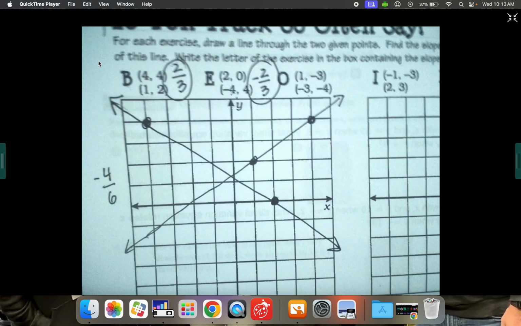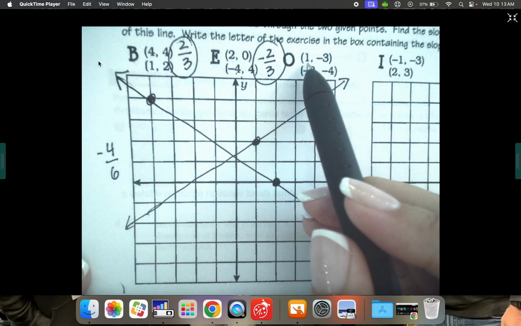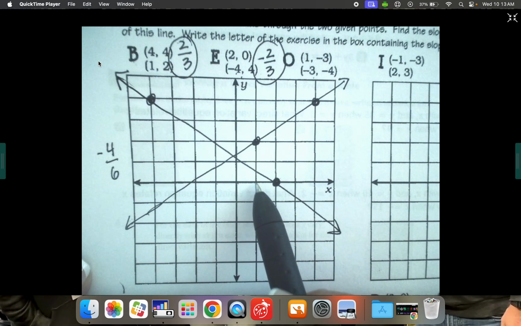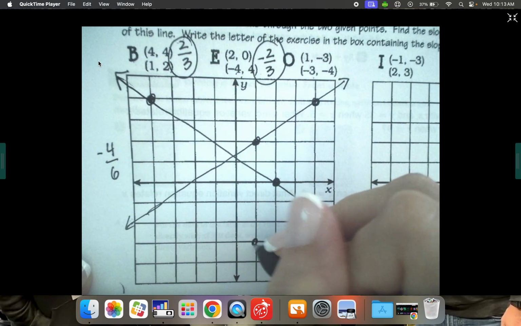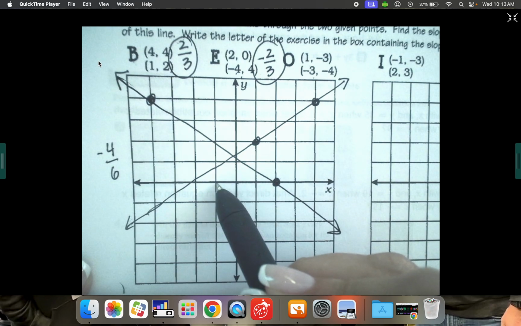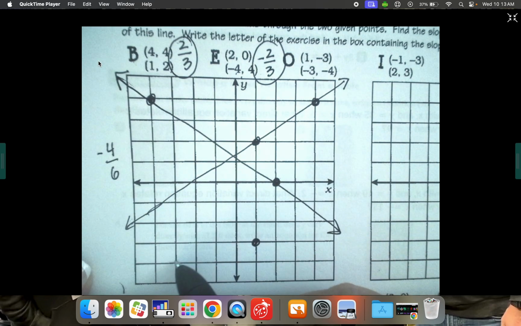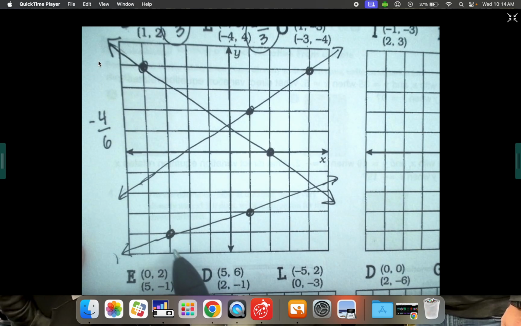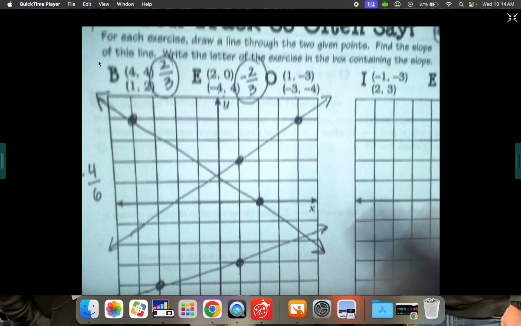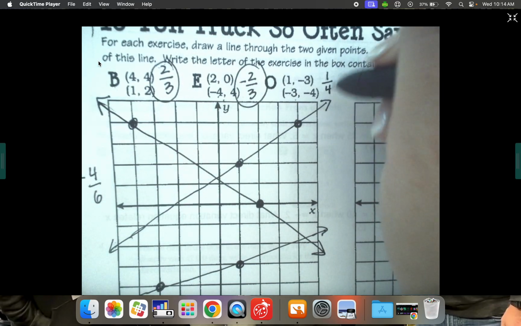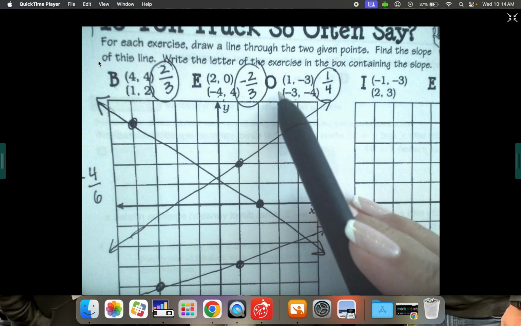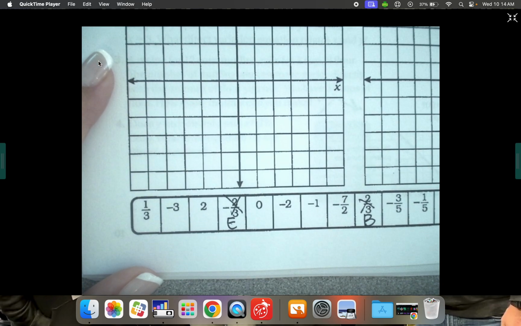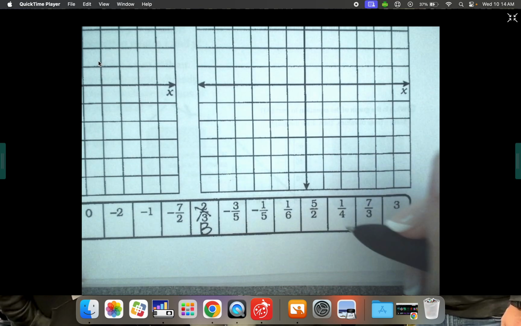I don't care. All right, last one I'll do with you. 1, negative 3 is a dot to the right 1, down 3. Excuse me. Negative 3, negative 4 is to the left 3, down 4. And that is going to be rising, so it's a positive slope. We're going up 1 over 1, 2, 3, 4. Up 1 over 4 is 1/4, which is the letter O. So 1/4 right here is the letter O.